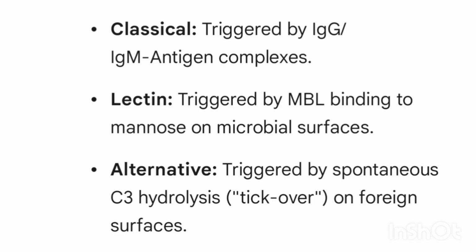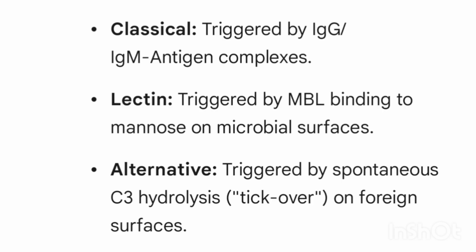Okay. In the classical and lectin pathway, the C3 convertase is formed of C4b plus C2a. Note the point, in classical and lectin pathway, the C3 convertase is composed of C2a and C4b.